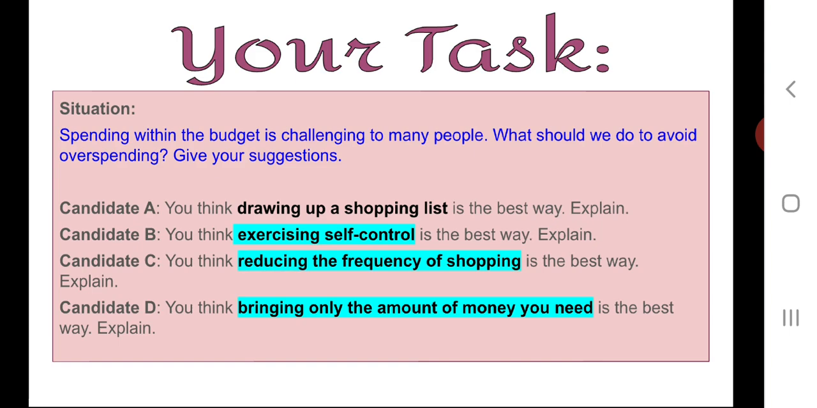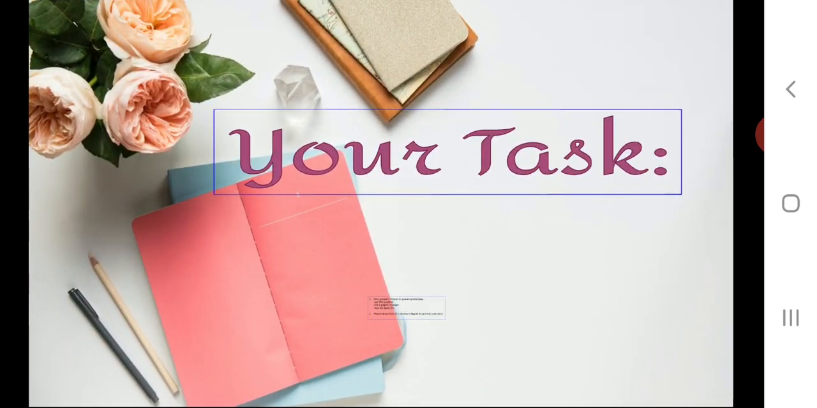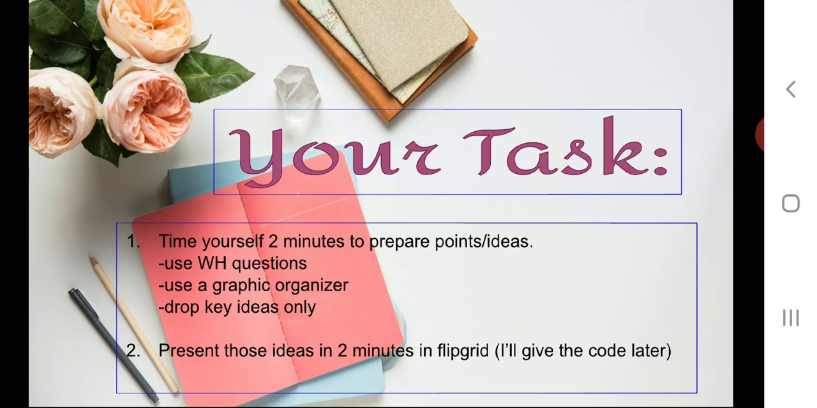Now, your task is, I want you to choose either candidate B's, candidate C's, or candidate D's task. Time yourself for 2 minutes, then prepare your ideas and present it to me. Just choose one. First, time yourself 2 minutes to prepare your points or ideas. Remember, use WH questions and then use a graphic organizer, and also drop in key ideas only. Remember, you don't have the time to write sentences. Number 2, then you present those ideas in 2 minutes in Flipgrid. I'll give you the code later.